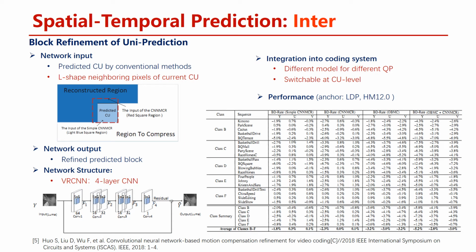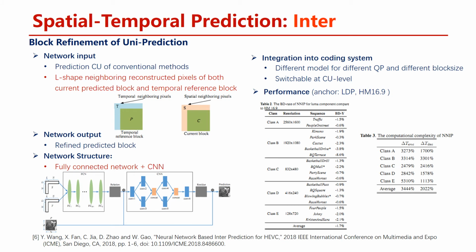Additional to interpolation filter, neural network-based filters are proposed to refine inter prediction blocks. So here, L-shaped neighboring pixels are introduced to the neural network to refine the unit prediction block. A 4-layer VRCNN is used here. It's a switchable supplementary to the existing inter prediction. Additional to that, L-shaped neighboring of current block and also reference blocks are introduced here. Now, fully connected network and CNN are used.